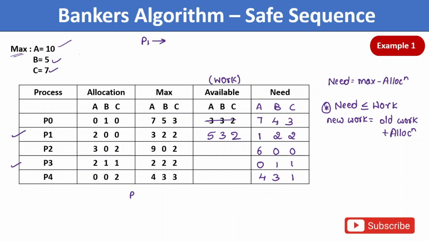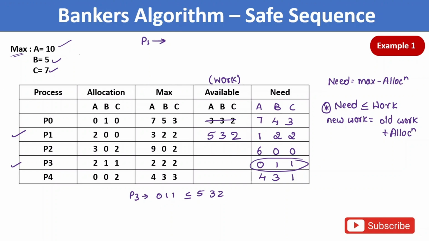So now let's move to process P3. Process P3's need value is 0, 1, 1, which must be less than or equal to available or the work value, that is 5, 3, 2. So 0 less than or equal to 5, 1 less than or equal to 3, 1 less than or equal to 2. Yes, it is satisfying the condition.